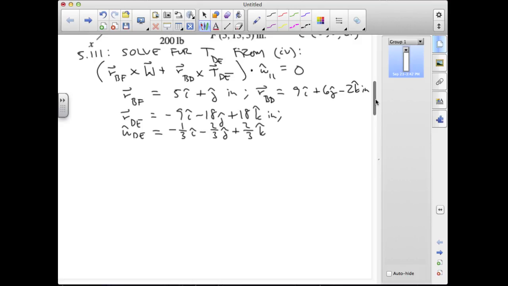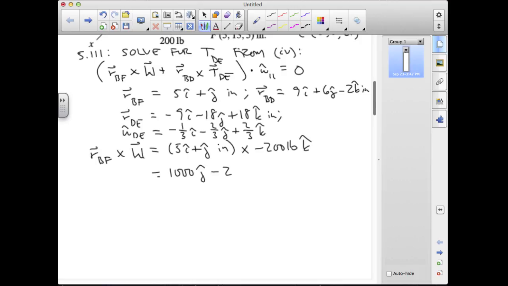We have RBF cross the weight, which is 5I plus J inches crossed into minus 200 pounds in K, and I cross K turns out to be minus J, so we end up with our first term is 1000J, and then J cross K is equal to I, and we end up with minus 200 I inch-pounds.